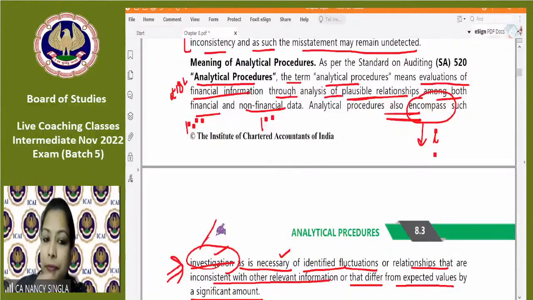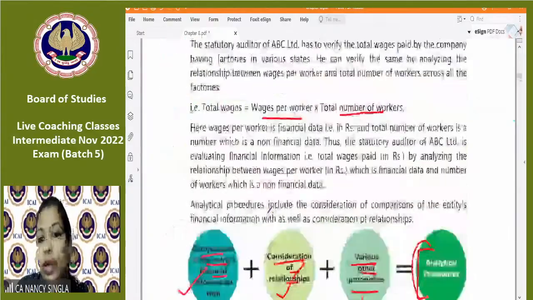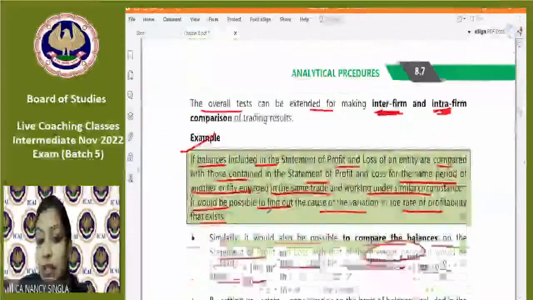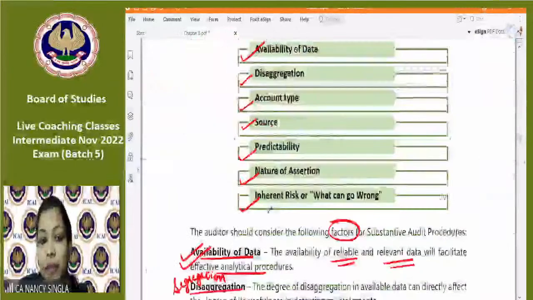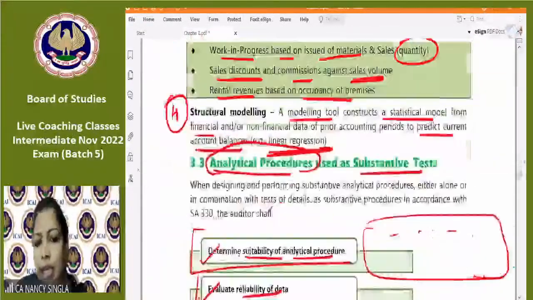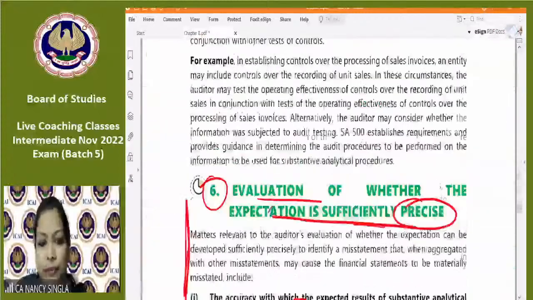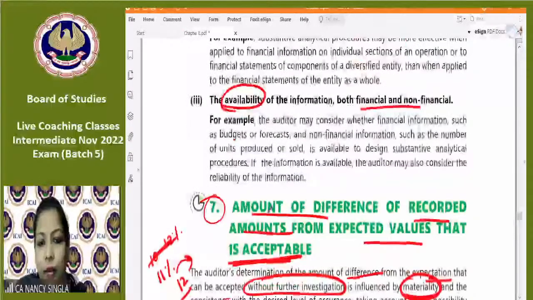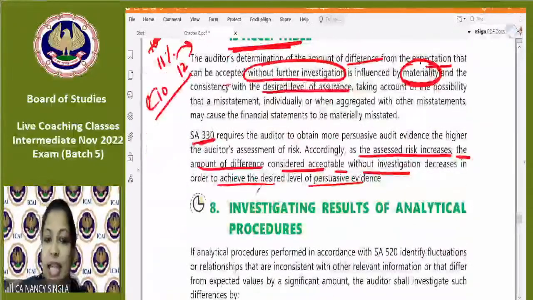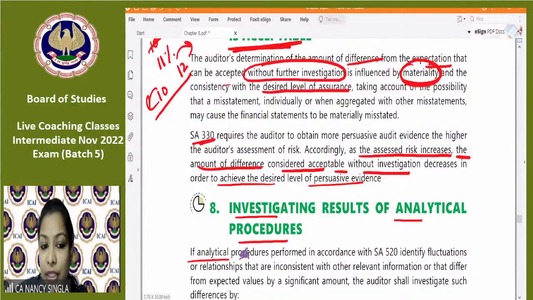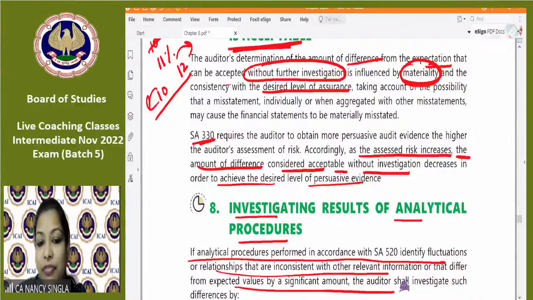ठीक है? So the next topic is what the auditor will do when there is a difference which requires further examination. So what is the topic? बहुत simple है. आप खुद सोचो क्या करोगे अगर ज्यादा difference है. So सबसे पहले किसको बोलोगे? Quickly tell me. Investigating results of analytical procedures. So if you remember this, just read this line again. This is the same from the definition.